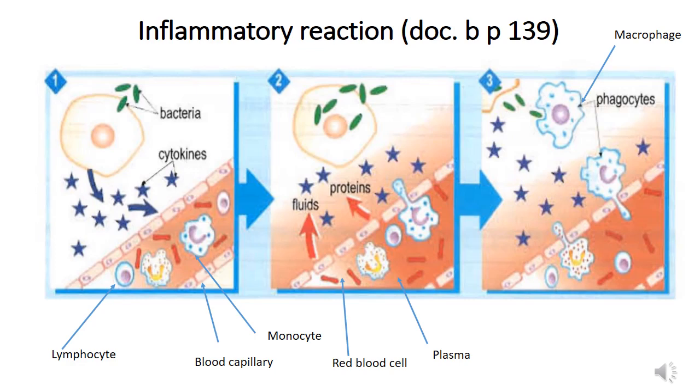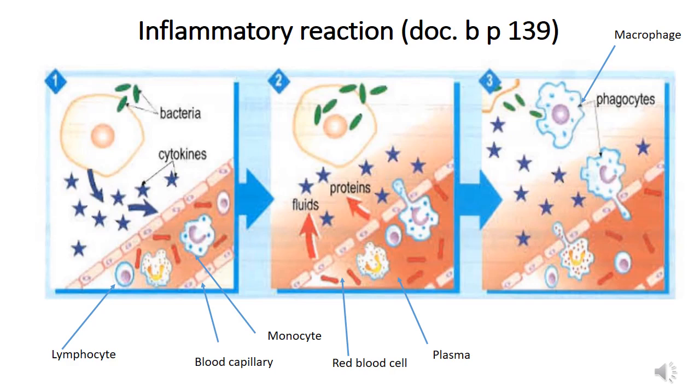Yes, there is a local enlargement of the blood vessel's diameter. And this leads to an increase in the blood flow to the inflammation site. So the blood vessel's diameter increases and more blood flows to the inflammation site. What else can you see here?